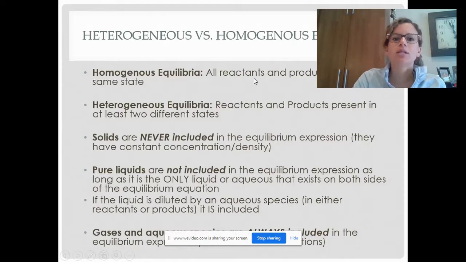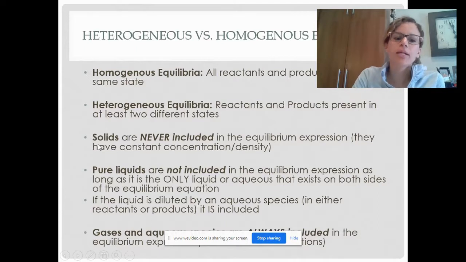We're going to go over some definitions here: homogeneous versus heterogeneous. Homogeneous means all reactants and products are in the same state. Heterogeneous means reactants and products are present in at least 2 different states, like, let's say one is a gas and one is aqueous.